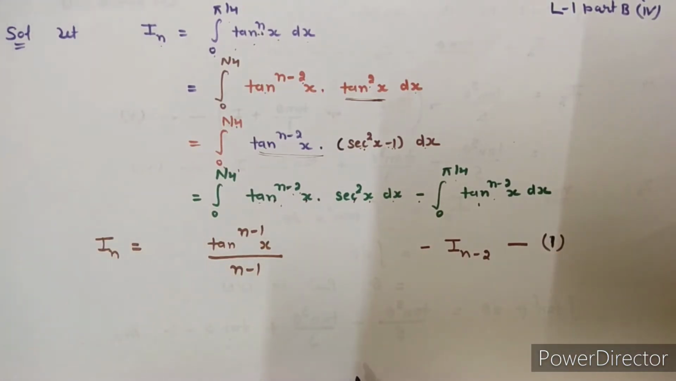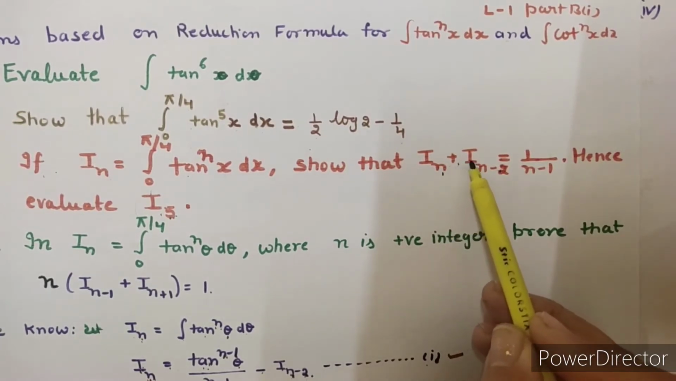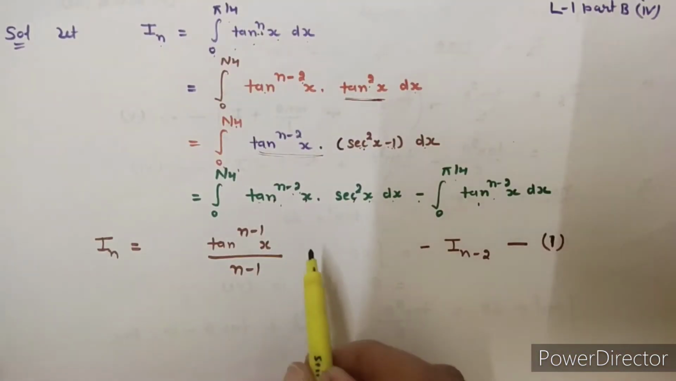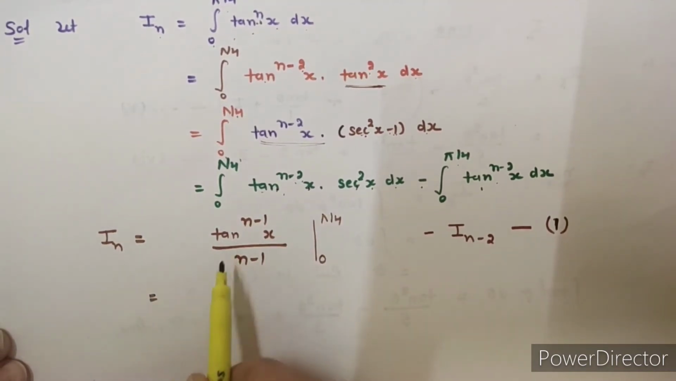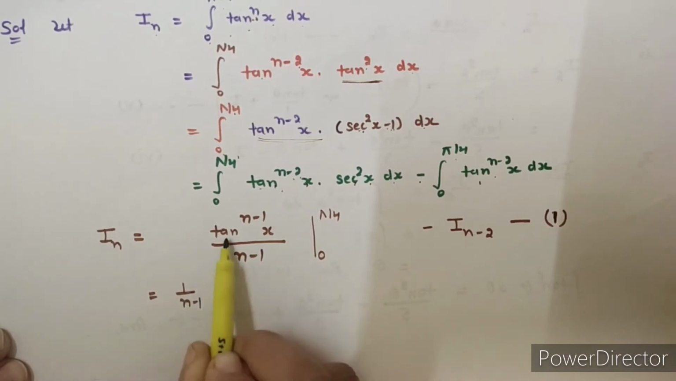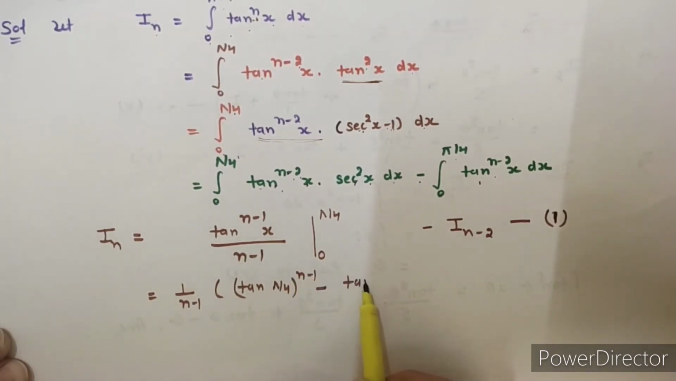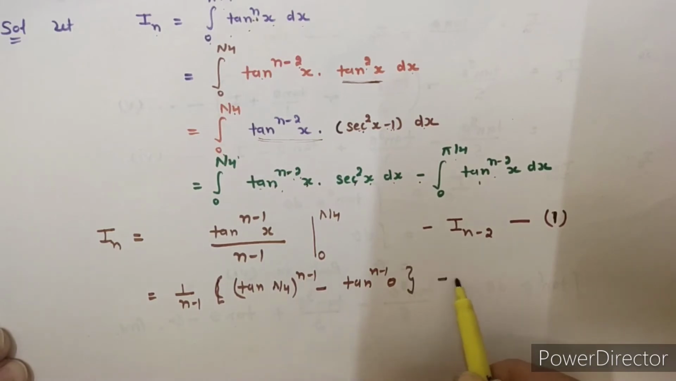Now in the question I have to prove, this is my question. Okay, here I_n plus I_n minus 2 is equal to 1 upon n minus 1. So here the limit of integration is 0 to pi by 4. So put this limit, it is tangent pi by 4 the whole power n minus 1, minus tangent n minus 1 of 0, and this bracket asterisk. This is my I of n minus 2.